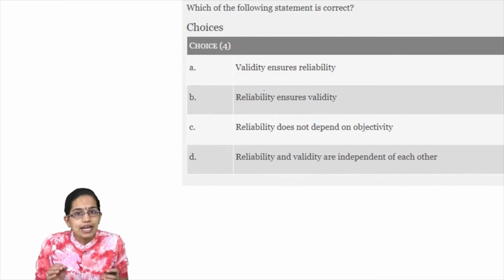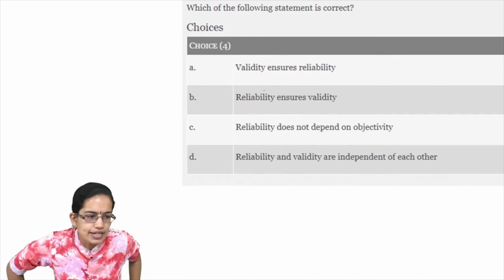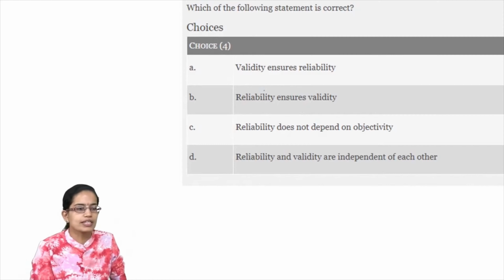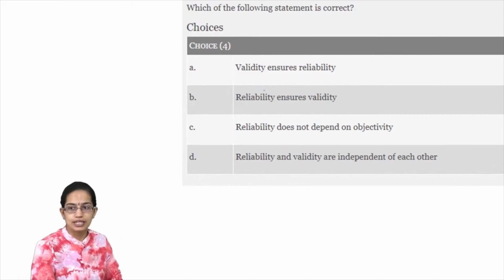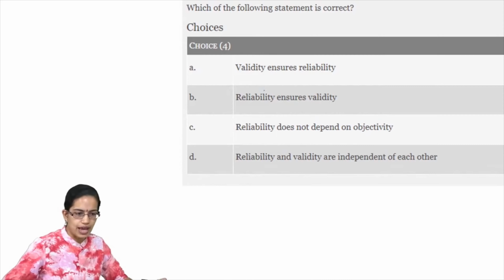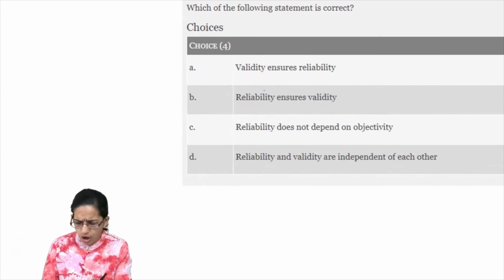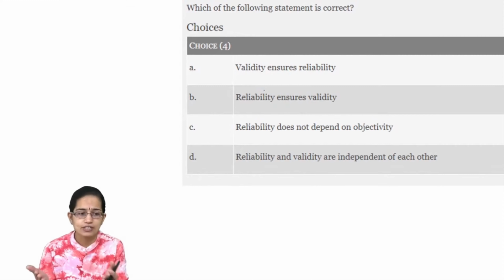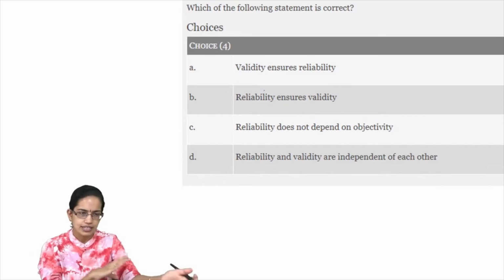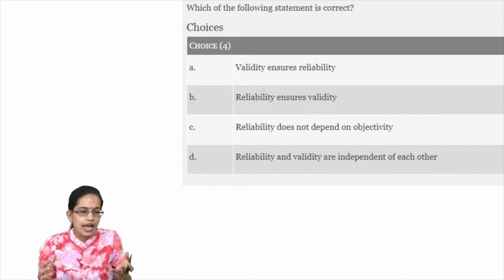So a test can be reliable without being valid. So that is very, very important. That means a test has to be reliable in order to be valid. Or I can simply say a test cannot be valid unless and until it is reliable. So what I do is, I have a very, very simple example.